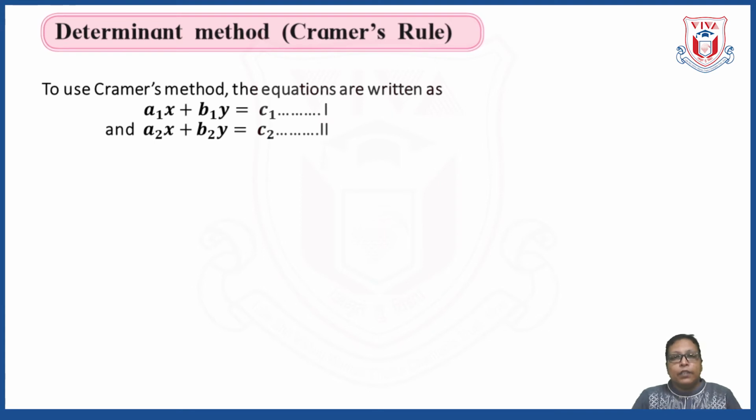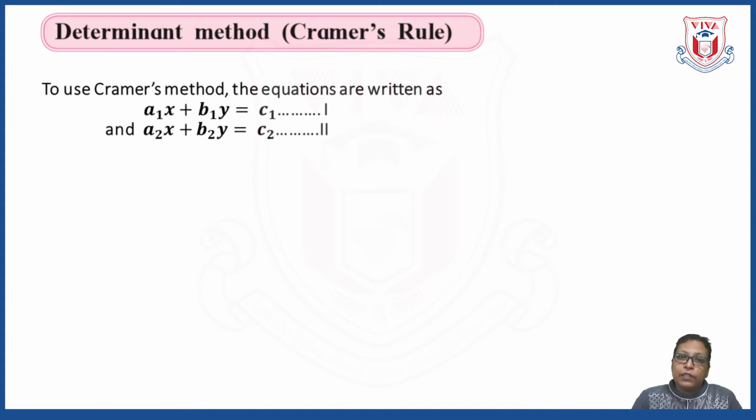To use Cramer's method, we are taking the two equations in general form. First equation: a1x plus b1y is equal to c1, and second equation: a2x plus b2y is equal to c2. Here a1, b1 and c1 are constants. a2, b2, c2 are also constants, but they are from equation 2, and x and y are variables. So let us try to understand how to solve these equations by using the determinant method or Cramer's rule.